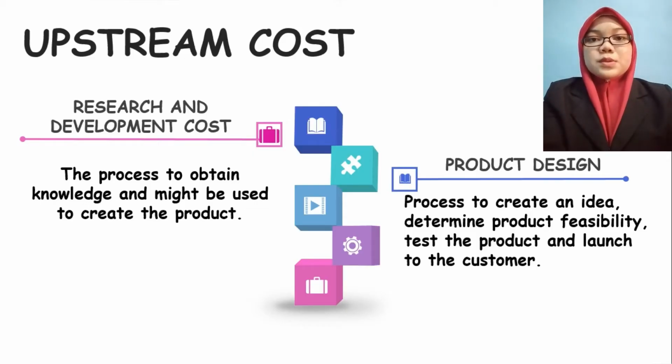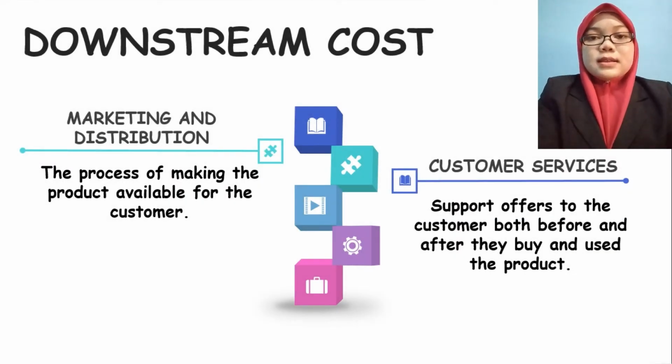The costs under upstream costs are research and development costs and product design. Research and development costs are the process to obtain knowledge that might be used to create a new product. While product design is a process to create an idea, determine product feasibility, test the product and launch it to the customer. Next, for the downstream costs, the costs involved are marketing and distribution and customer service. Marketing and distribution is the process of making the product available to the customer, while customer service is to offer support to the customer both before and after they buy and use the product.